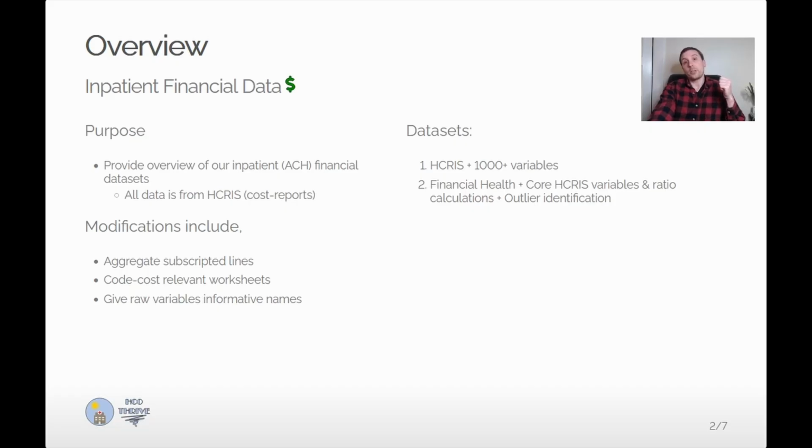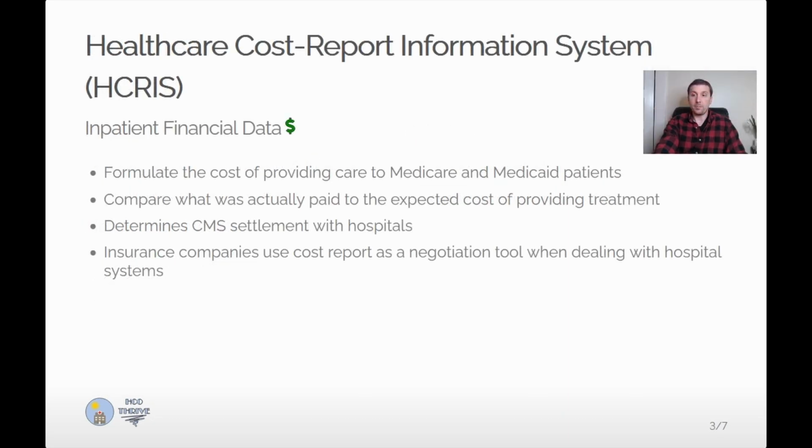And overall, in terms of modifications to the raw data that comes from CMS in this case, it's pretty much aggregating subscripts, cost coding, and then giving variable names. And then, of course, stacking it so it's a longitudinal data set. So let's just give a real high-level overview.